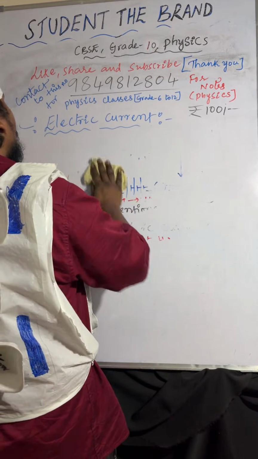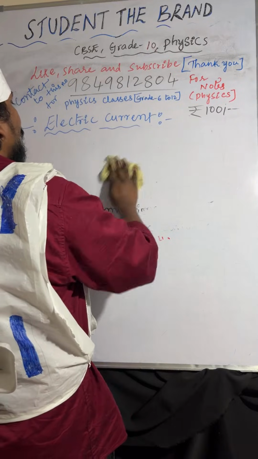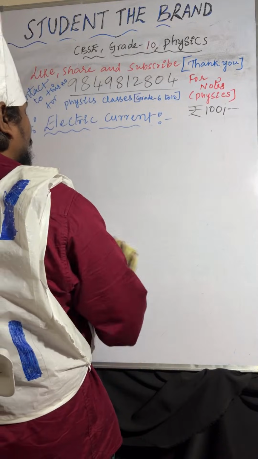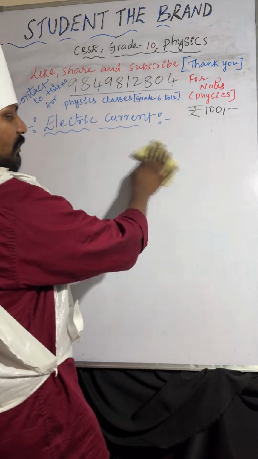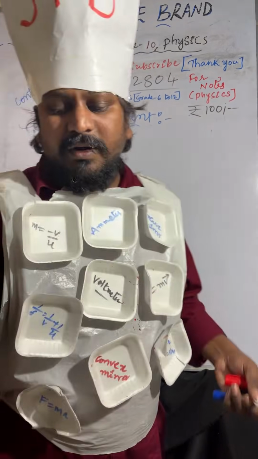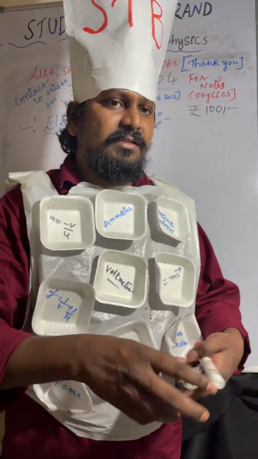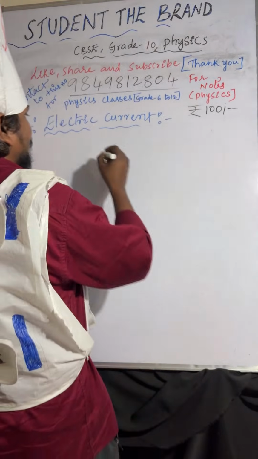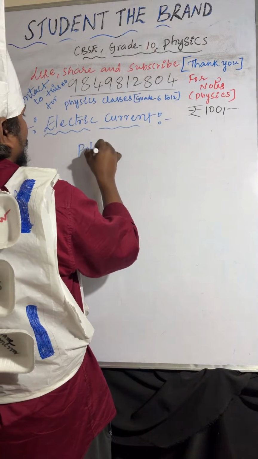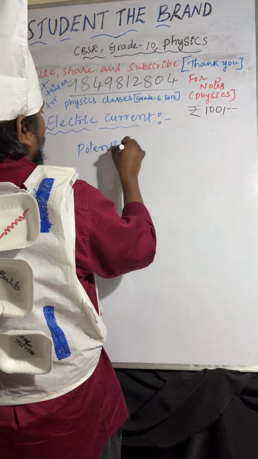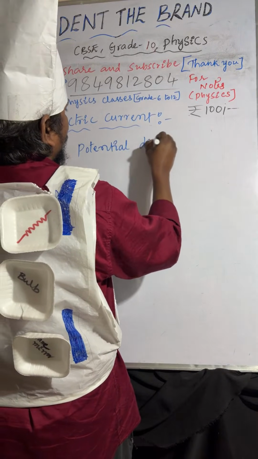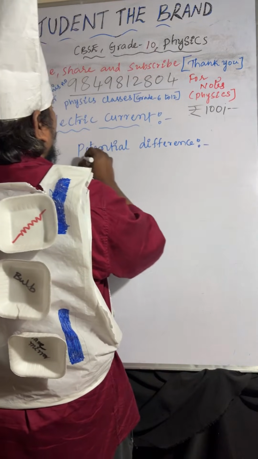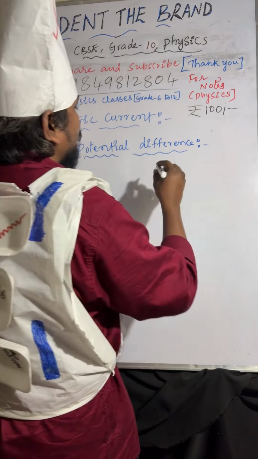Now we will discuss potential difference and electrical potential. So what is potential difference? Work done to bring unit positive charge. So you can see here, potential difference: work done to bring unit positive charge.